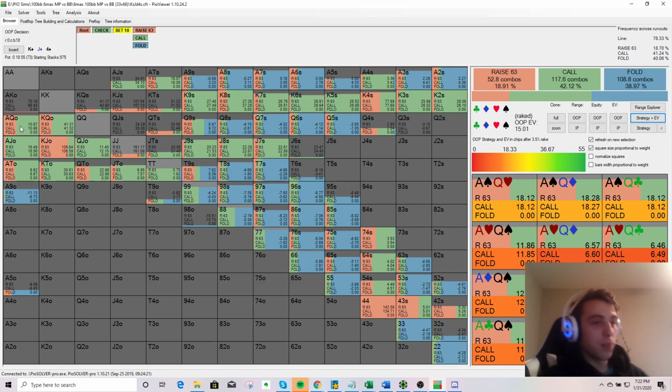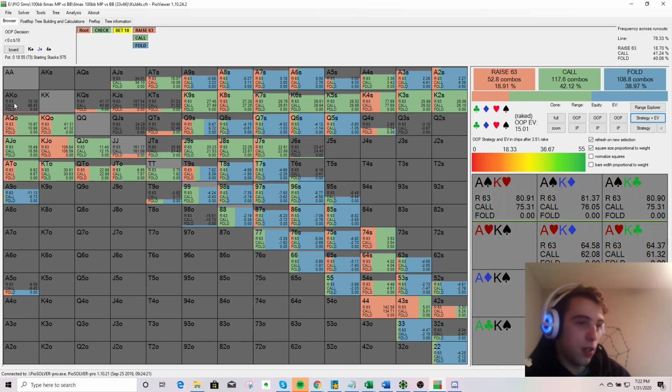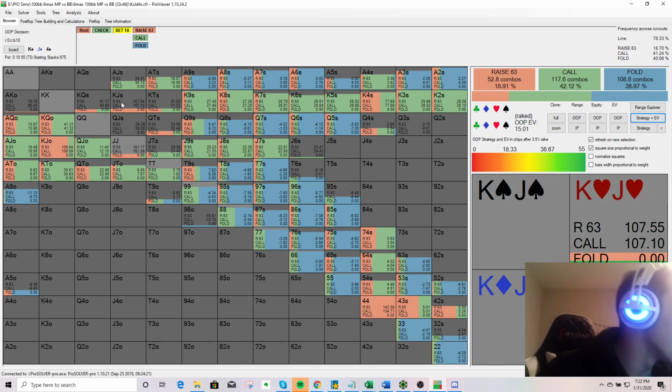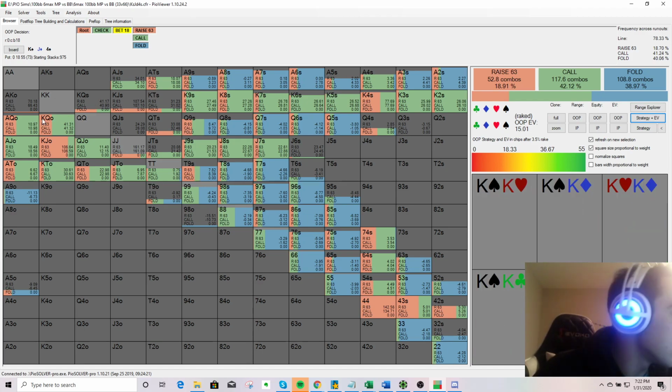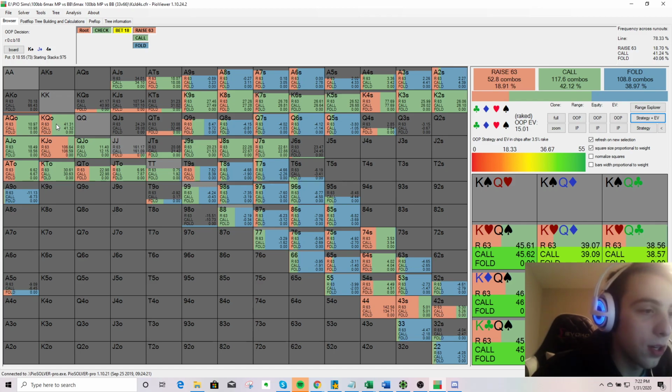Ace queen with a spade raising so much from the big blind makes sense. Ace king when they have it is 100% frequency. King queen here when big blind has it. King queen off. Raising more with the queen of spades than without makes sense.